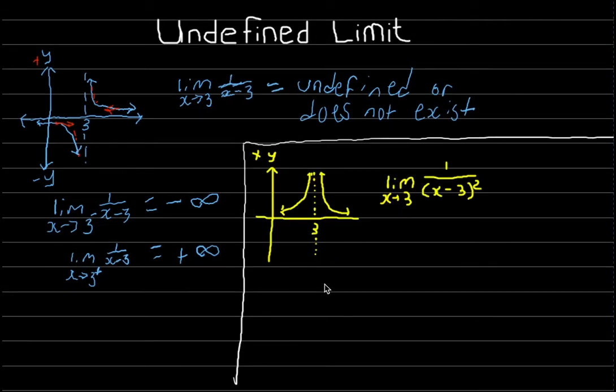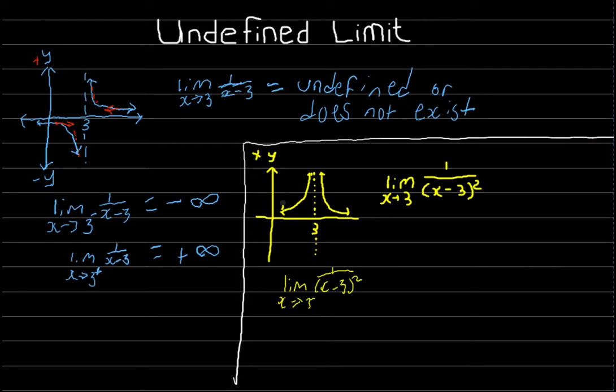On this graph, we want to look at the limit of 1 all over x minus 3 all squared as x tends to 3. First, let's look at the left hand side of the limit. So the limit of 1 all over x minus 3 all squared as x tends to 3 from the left hand side.